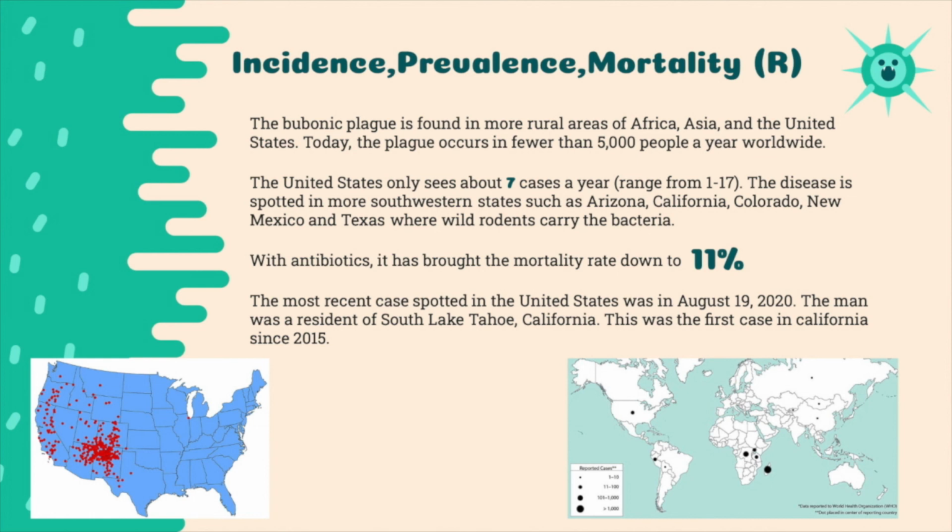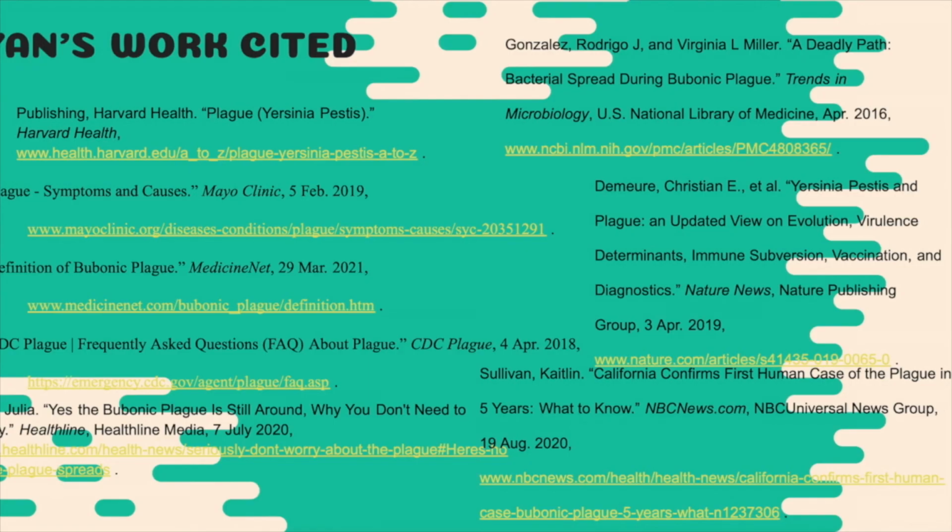The most recent case spotted in the United States was on August 19, 2020. The man was a resident of South Lake Tahoe, California. This was the first case in California since 2015. And there's been a lot like this, like in July of 2020 is when Colorado saw their first case again. So they kind of range. Down here is a map of the United States and some cases that have popped up. I think that was in 2018. So to the right is just cases worldwide.